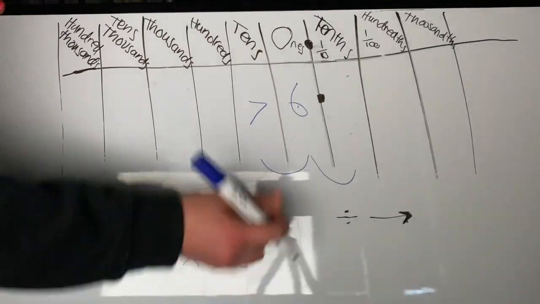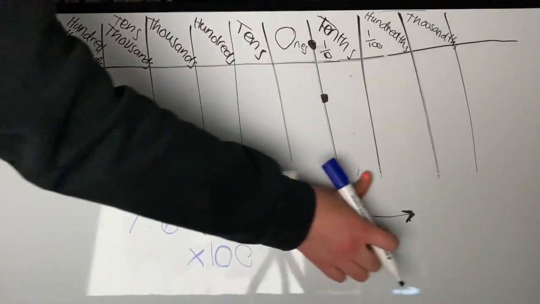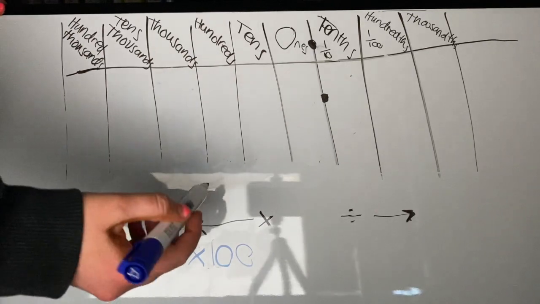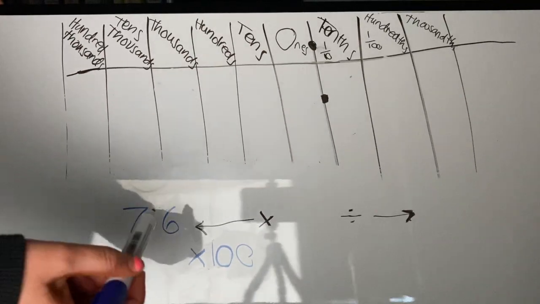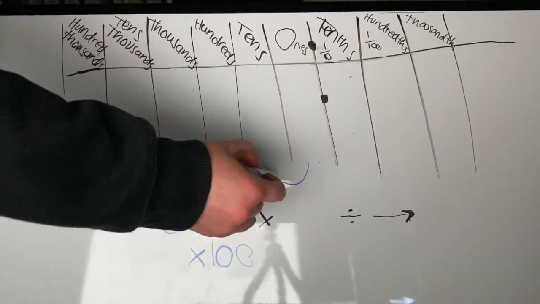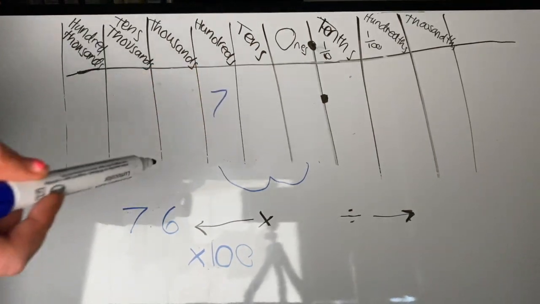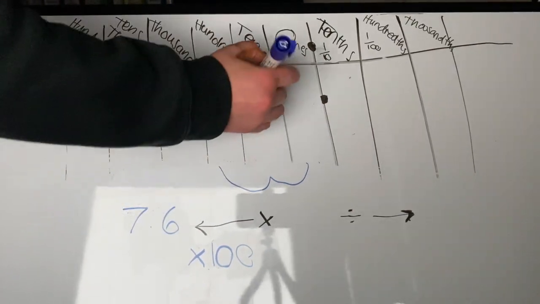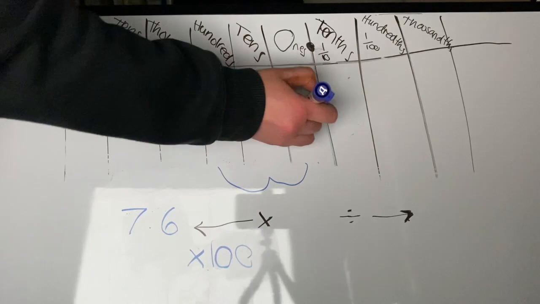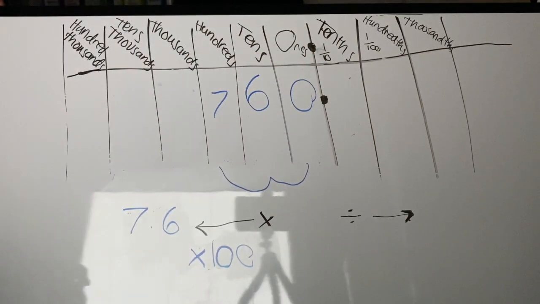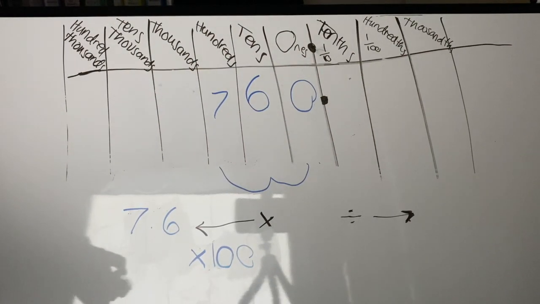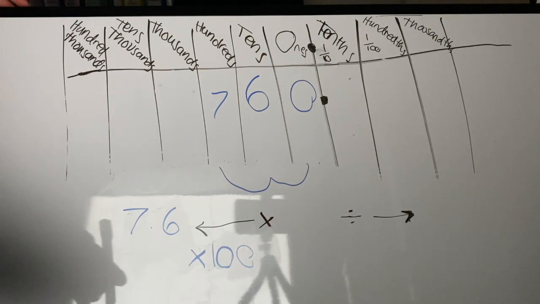When I times it by 100, the 7 moves up 2 place value columns to the left from where it started in the ones, so it ends up in the hundreds. The 6 ends up in the tens, and I need a placeholder 0 to represent 0 ones. So 7.6 times 100 is 760.